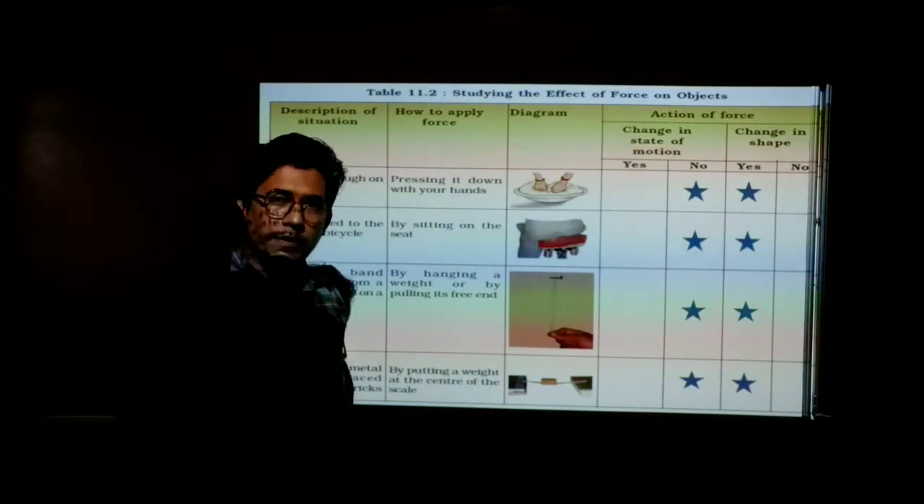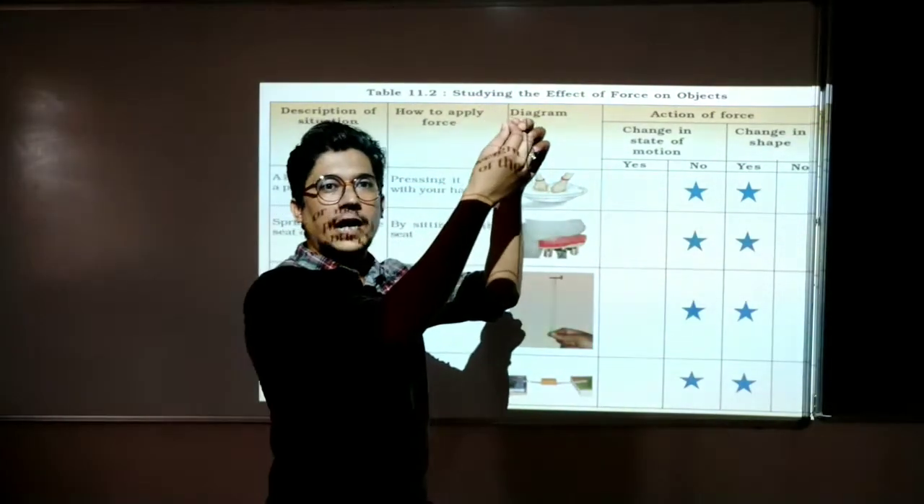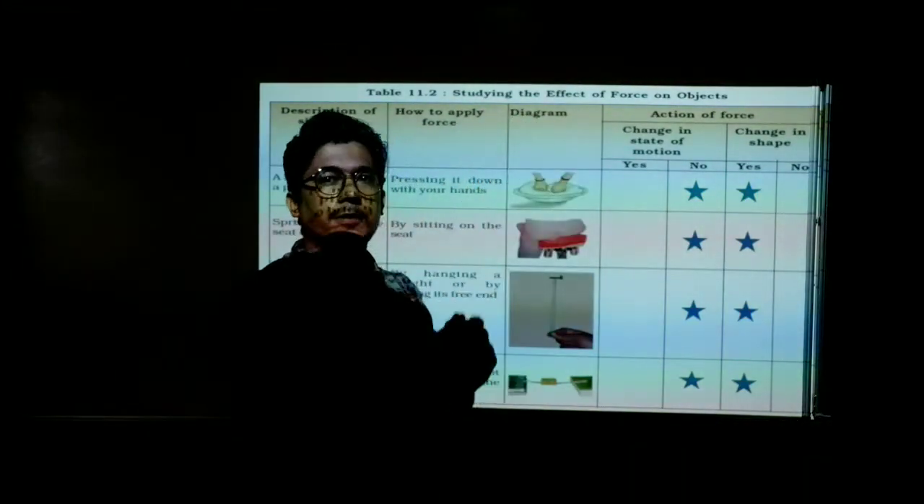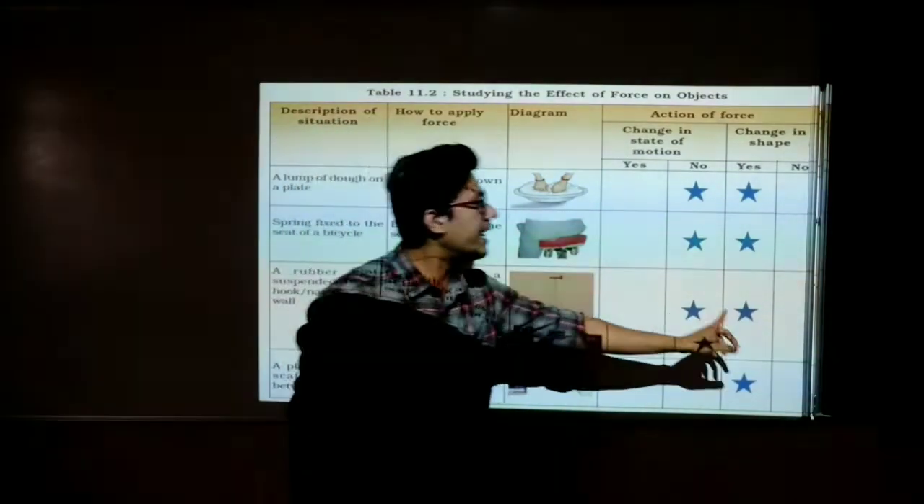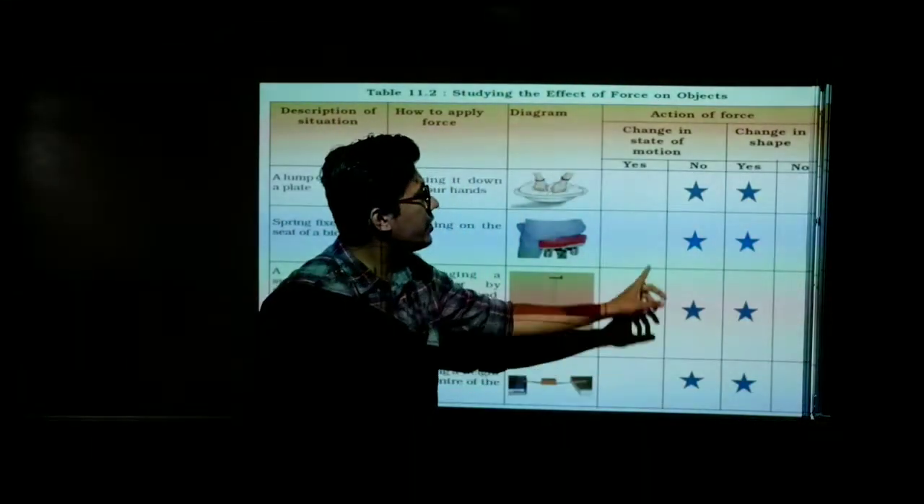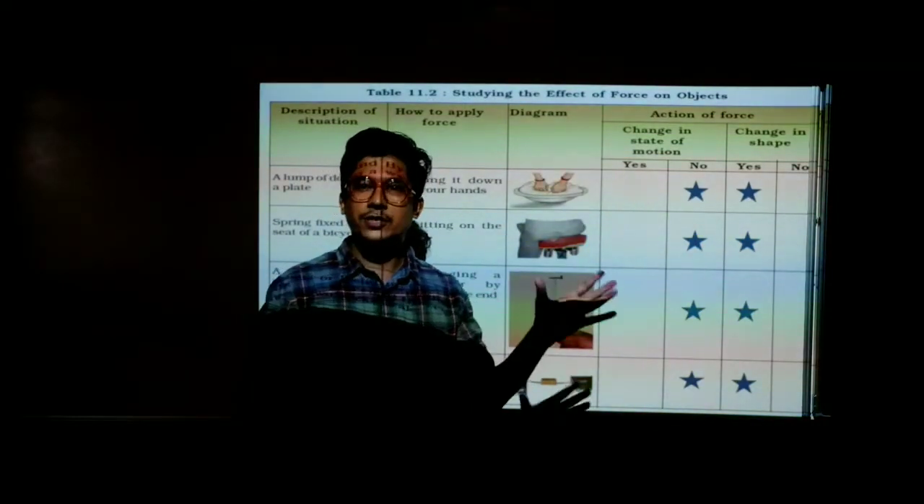So the third example is a rubber band suspended from a hook, a nail fixed on a wall. Suppose on a wall you have a nail that is already fixed, and what you have to do is wind a rubber band on it and pull it. So in such a case, is there a change in shape? Yes. Is there a change of state of motion? No. Why? Because the rubber is not going away.